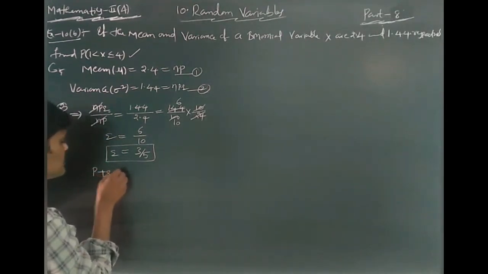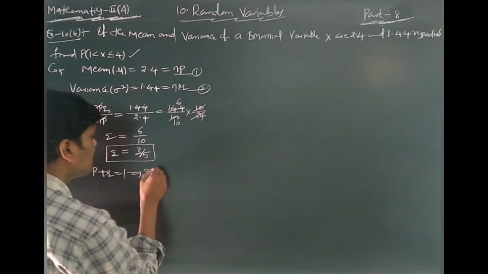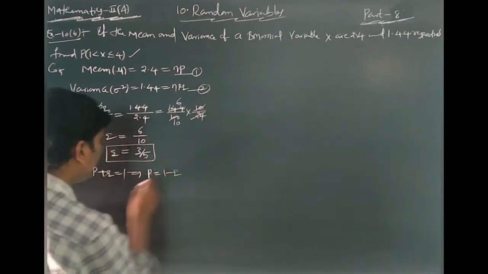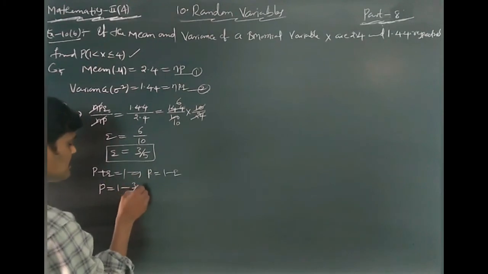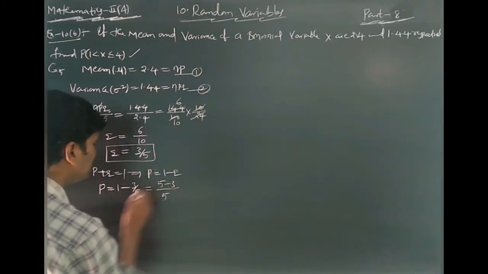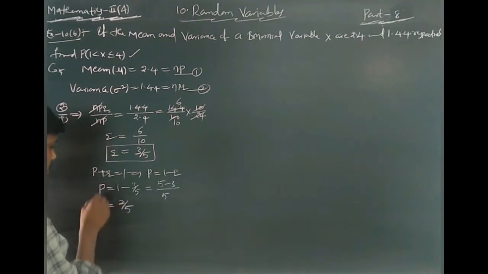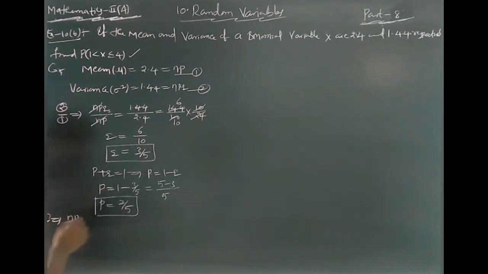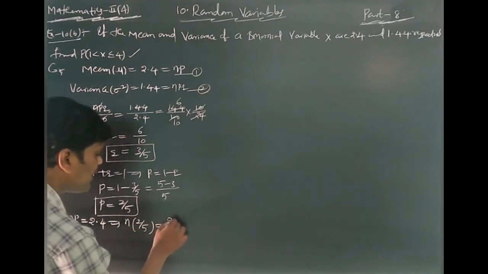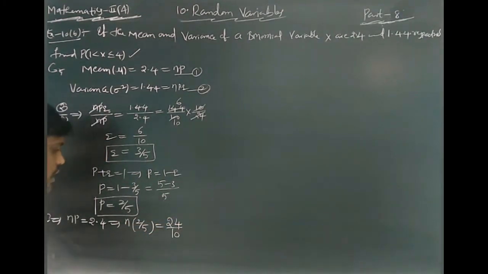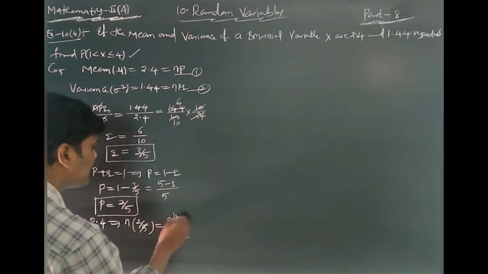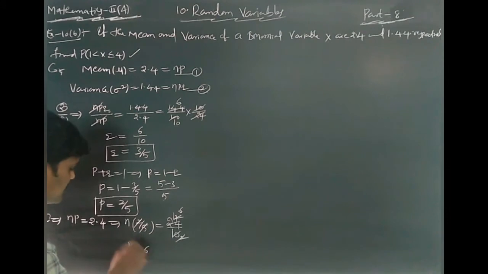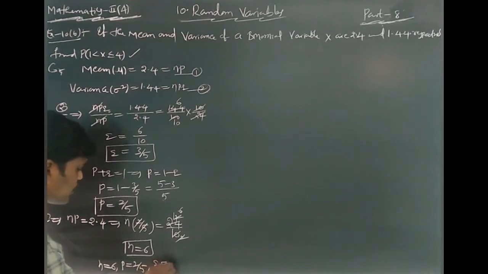Next, p plus q is equal to what? P plus q equal to 1. Then p is equal to 1 minus q. Here the q value is 3 by 5. Take the LCM, 5 minus 3, you get the p value as 2 by 5. Here np equal to how much? From equation 1, n into p equal to 2.4. Then n into 2 by 5 is equal to 2.4, nothing but 24 by 10. You get the n value as 6. Therefore the parameters are n equal to 6, p equal to 2 by 5 and q equal to 3 by 5.